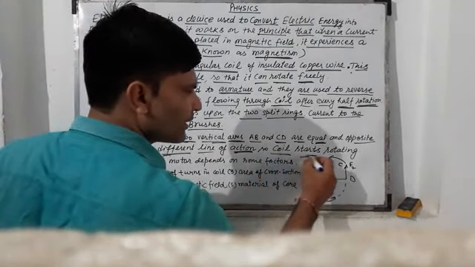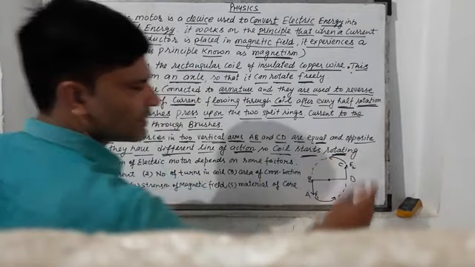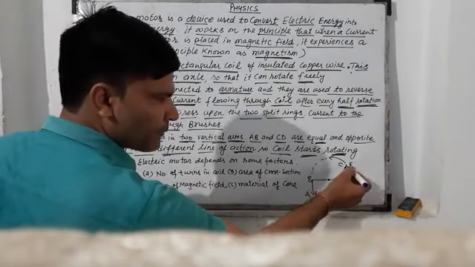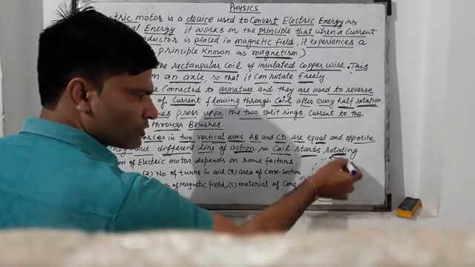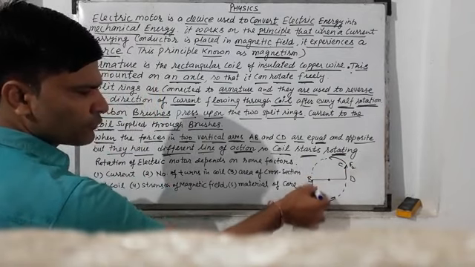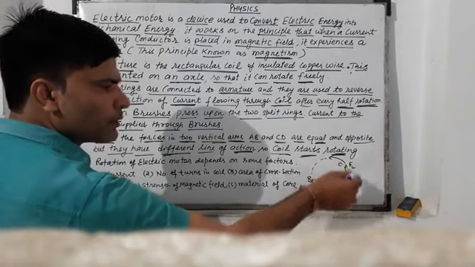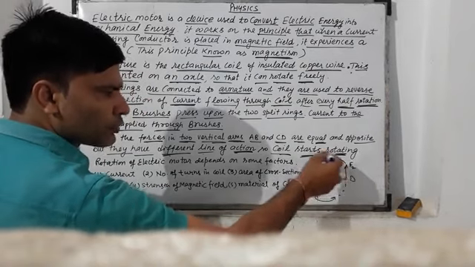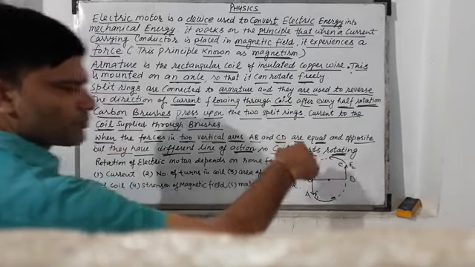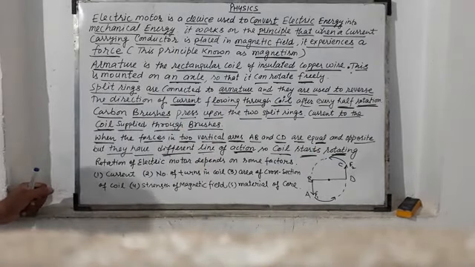So the coil starts rotating like this. One force is on this line and another force is on this line. Then the two forces start rotating the coil and the motor works.